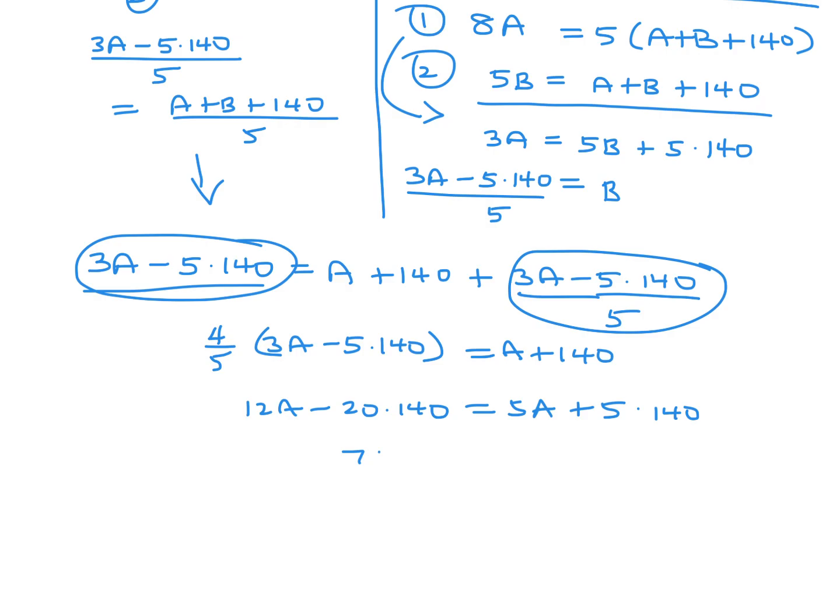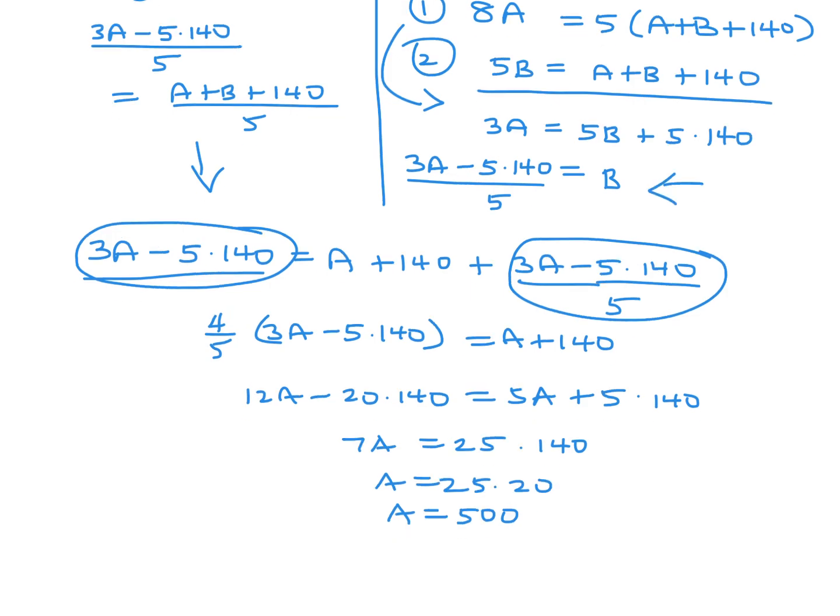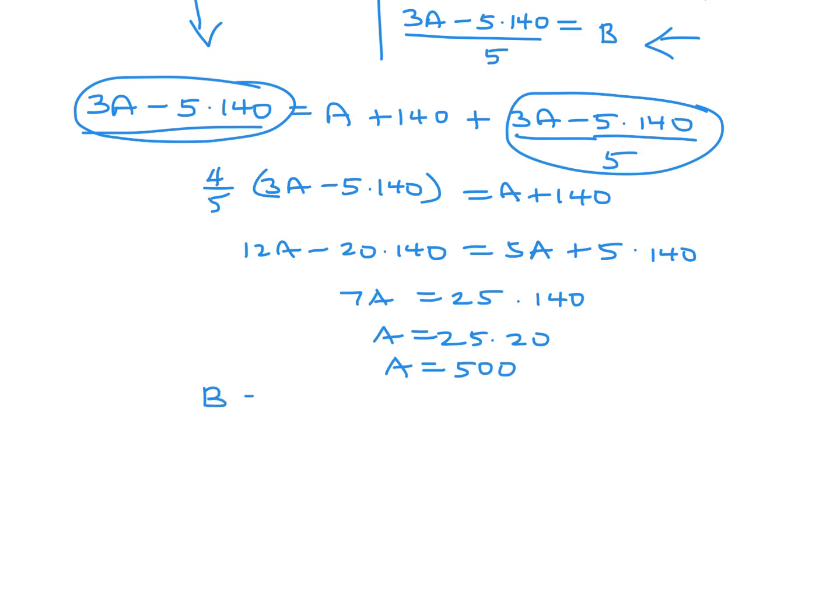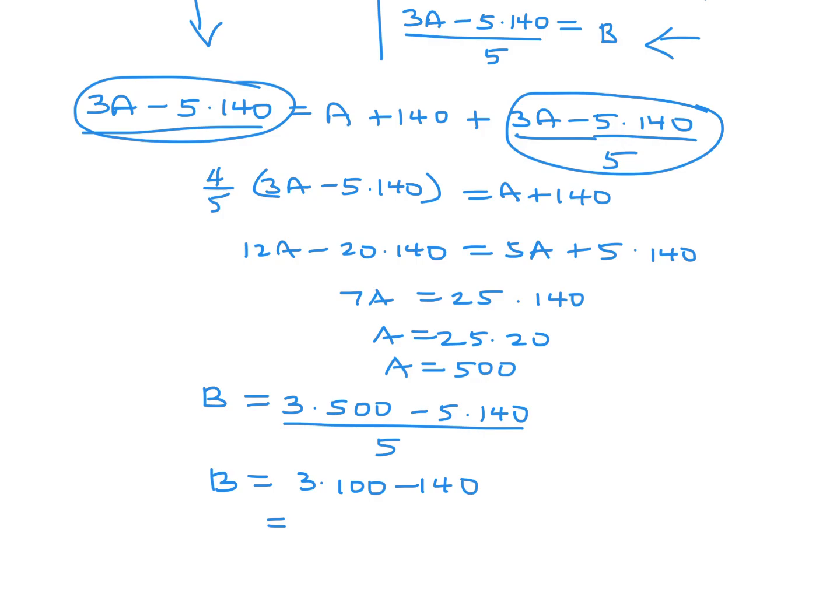So this looks like 7a is equal to 25 times 140, and then divide through by 7, and you get 25 times 20. So a would be 500. Okay, and then substitute that a back into one of these guys here, this guy here. So b would be 3 times 500 minus 5 times 140 over 5. So that's going to be 3 times 100 minus 140. So that's 300 minus 140, so that's 160.